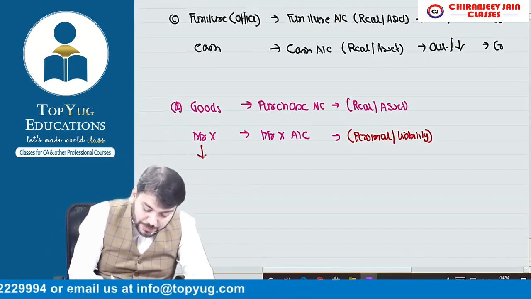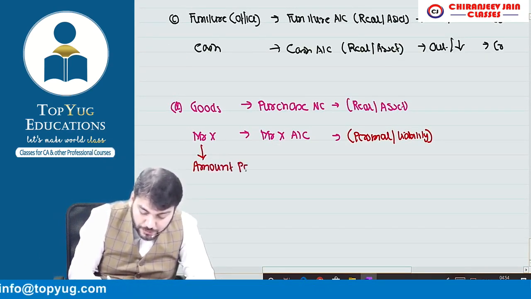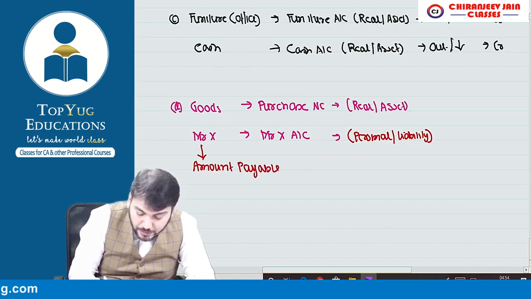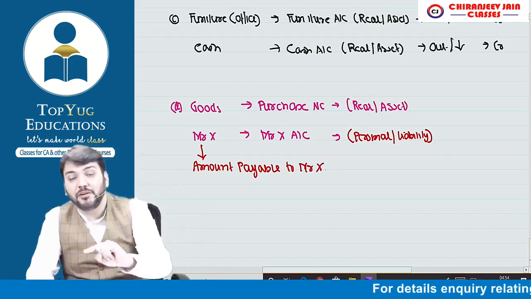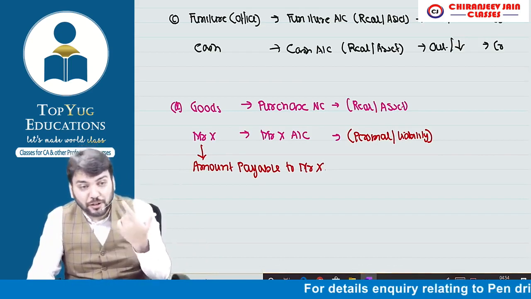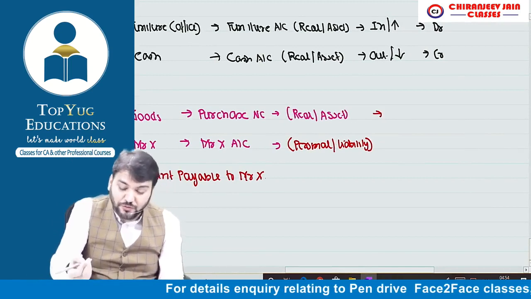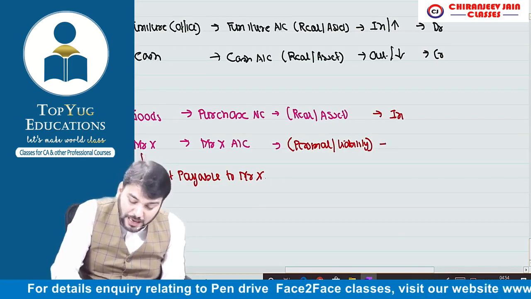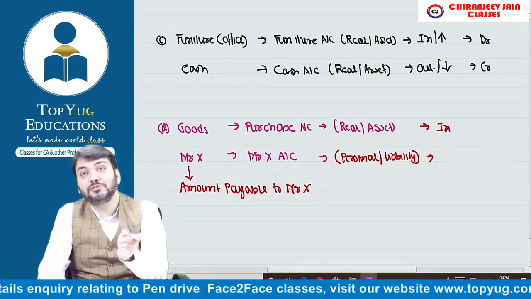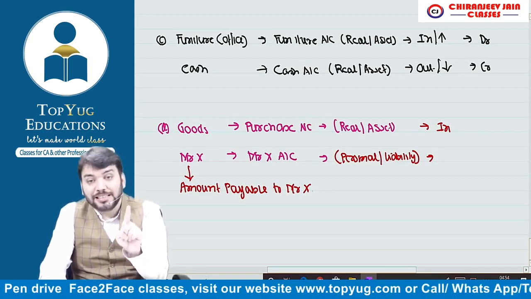So Mr. X represents what? Amount payable to Mr. X. Are you able to understand? So Mr. X account represents some amount payable to Mr. X in future. Correct? Yes or no? Now, real: what is the furniture? Goods coming in. And personal: the rule is debit the receiver, credit the giver.